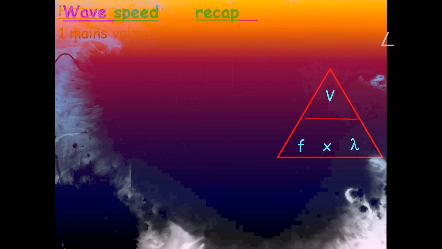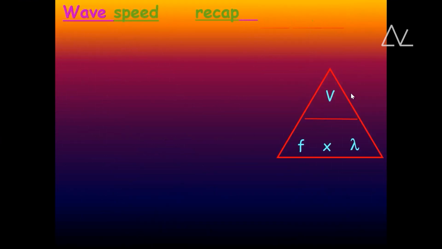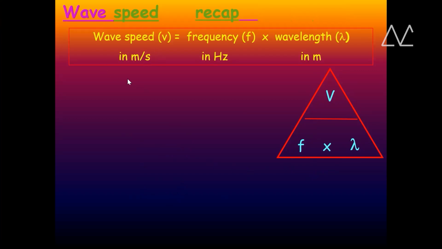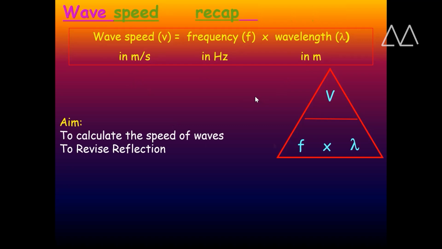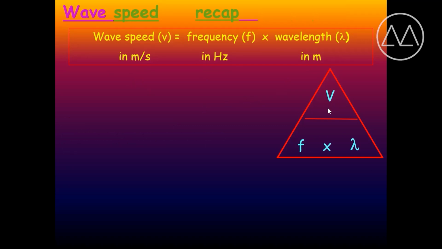Wave speed. I mean wave math. We have velocity, frequency, and lambda, which is wavelength. Velocity is measured in meters per second. Frequency is measured in hertz. Wavelength is measured in meters. To find velocity, V equals f multiplied by lambda.